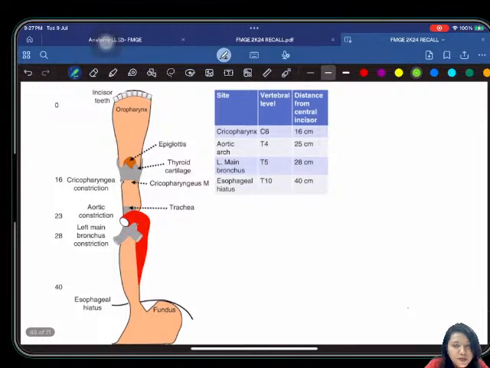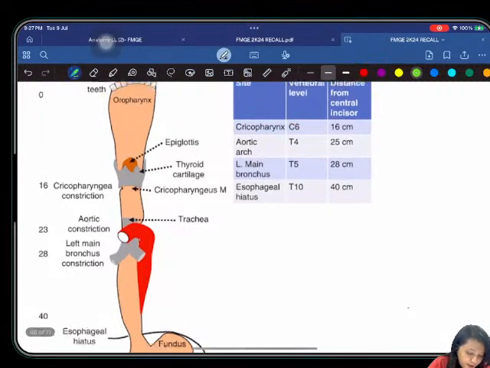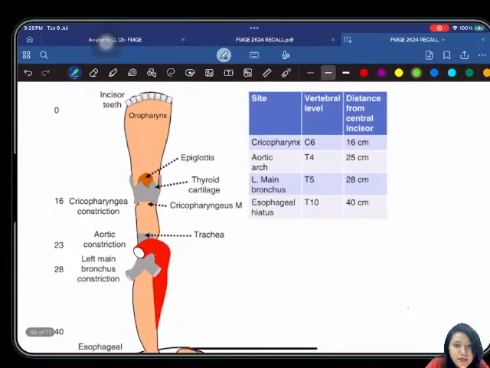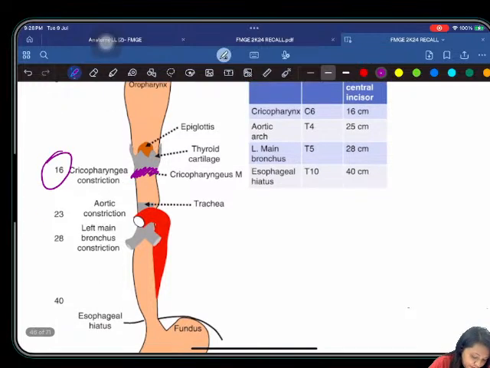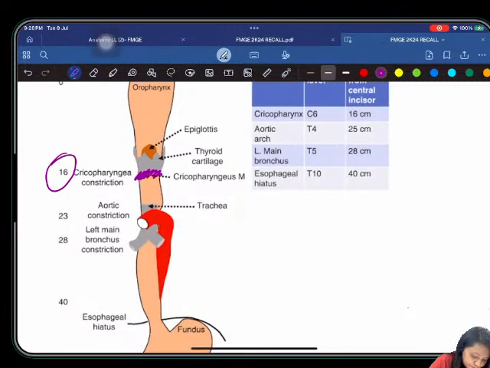So they have mostly asked about the esophageal constrictions, right? We know about the vertebral levels and the distance from the central incisor. If it is 16 centimeter, then it is at the level of the cricopharynx. Okay, 16 centimeter. If it is at the level of 25 centimeter, that is T5, then that is your aortic arch.